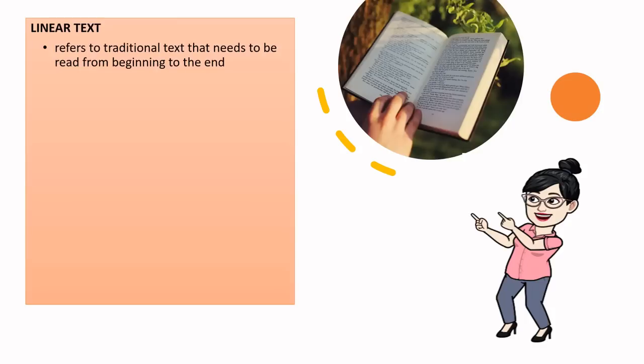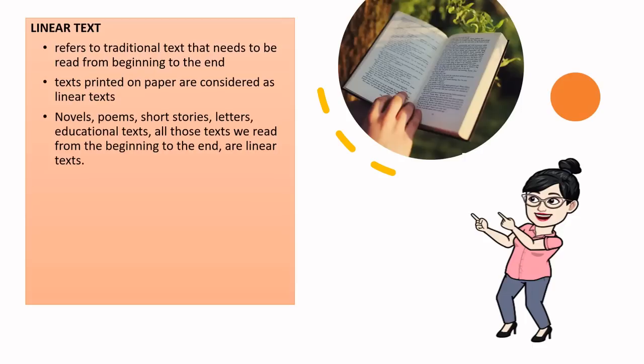Now, there are what we call linear and non-linear texts. What is linear text? Linear text refers to traditional text that needs to be read from beginning to end. Generally, text printed on paper are considered as linear texts. Novels, poems, short stories, letters, and educational texts. All those texts we read from the beginning to the end are linear texts.